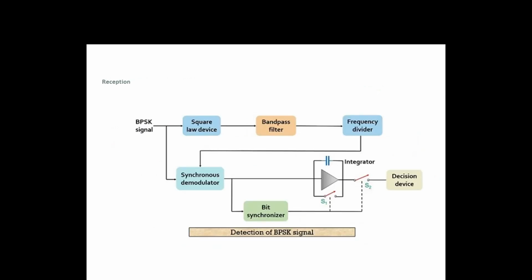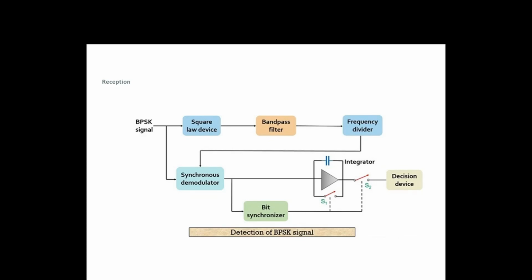So next slide we can say reception of BPSK signal. We are receiving a BPSK signal, that is it will go to a square law device. Then it will go to a band pass filter. Then frequency divider.